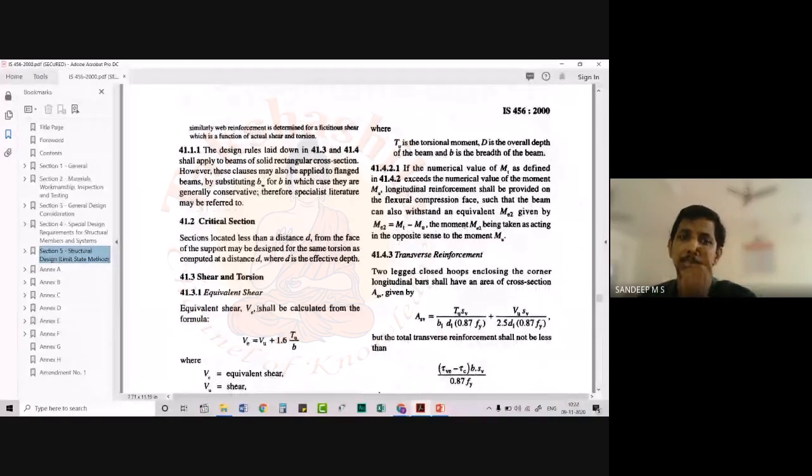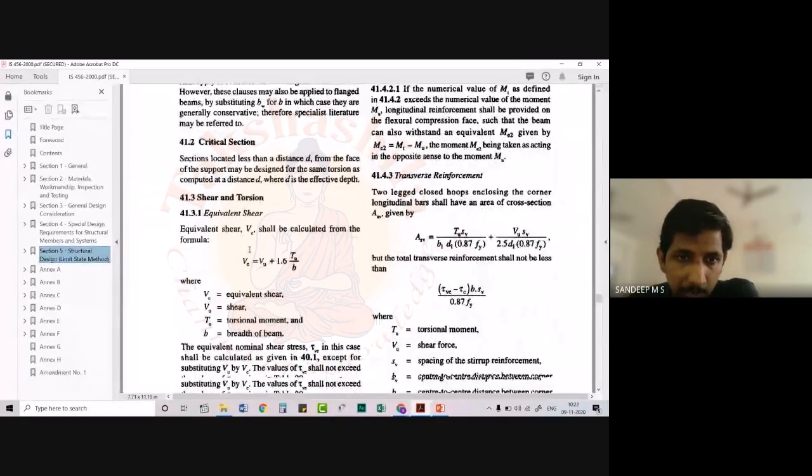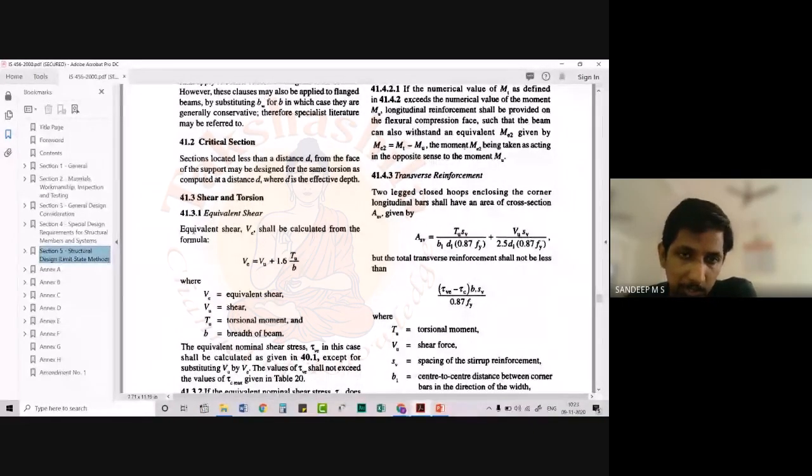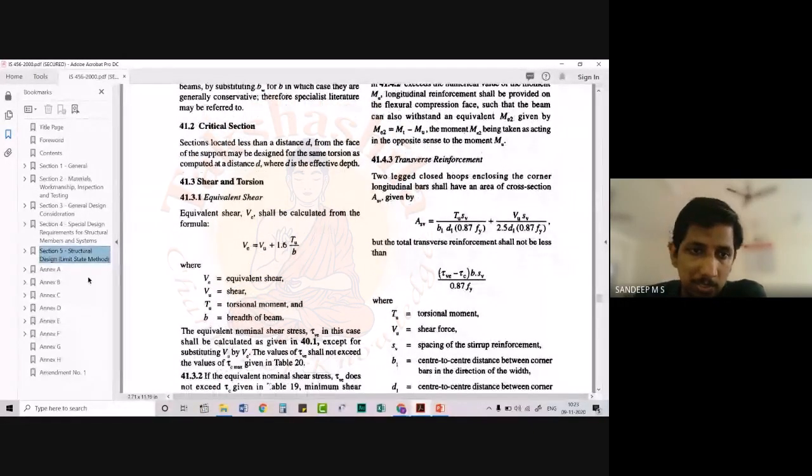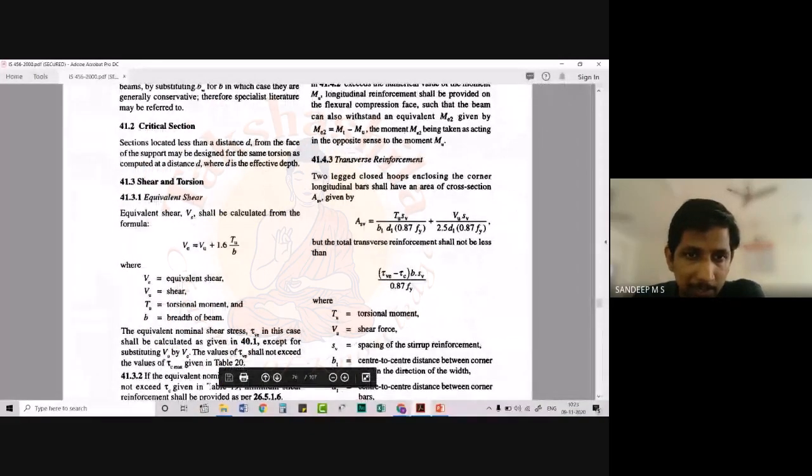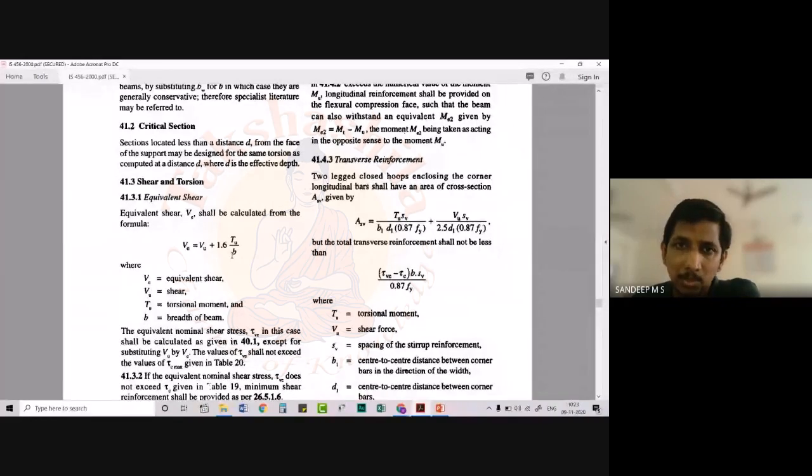Okay, so if you come to 41.3, it is shear and torsion, and in the first sub clause, that is 41.3.1, you can see that is given as equivalent shear. So this is the equation which we use for calculating the equivalent shear for performing the design for torsion. Equivalent shear, VE, shall be calculated from the formula VE is equal to VU plus 1.6 into TU by B, where each term is defined here.